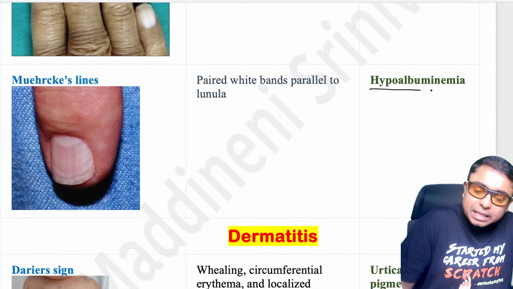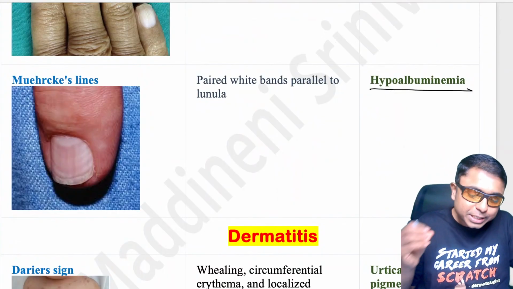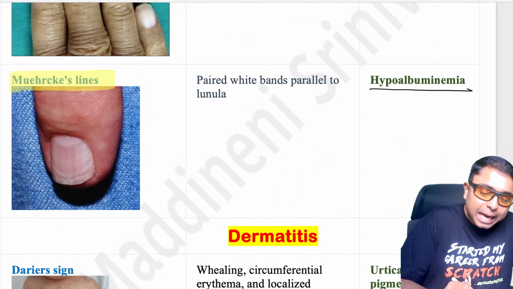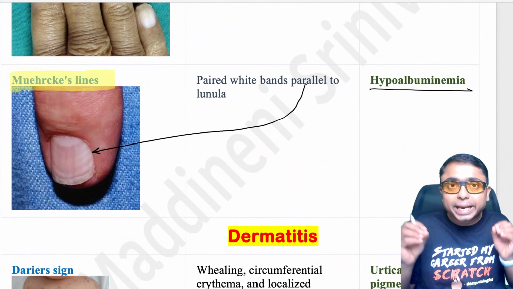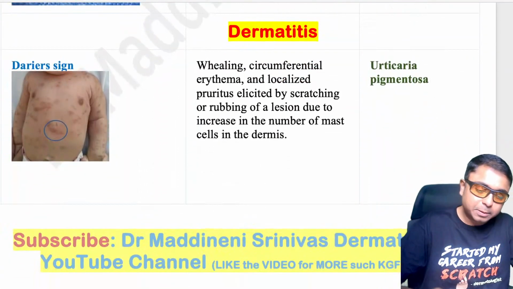And remember, in hypoalbuminemia and nephrotic syndrome, there are going to be transverse white bands present parallelly. This is called Muehrcke's nails or Muehrcke's bands.